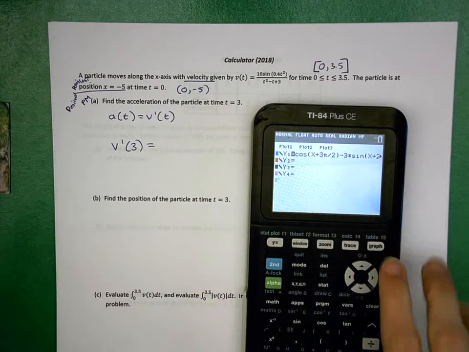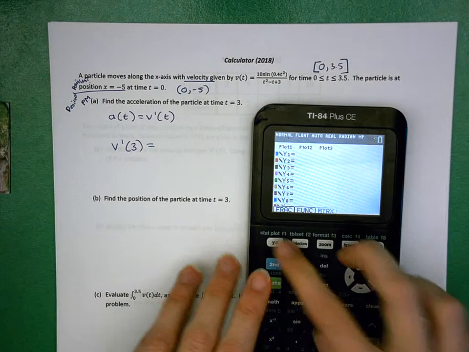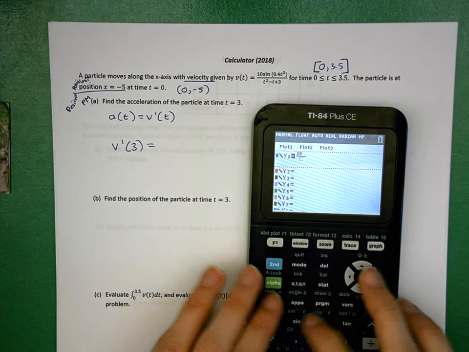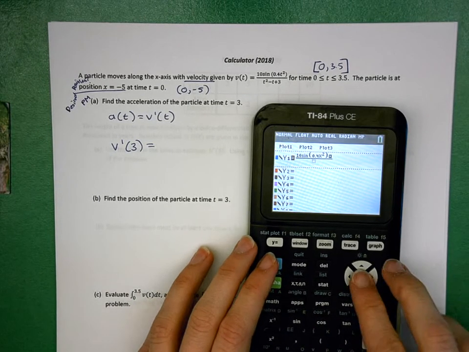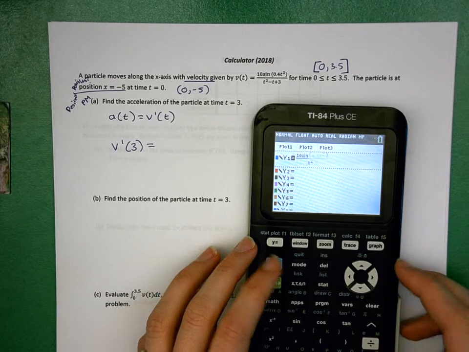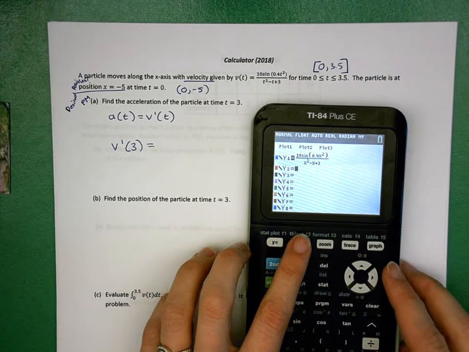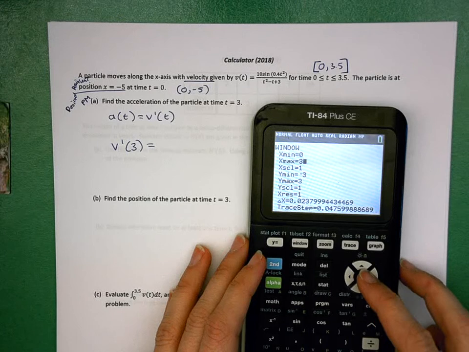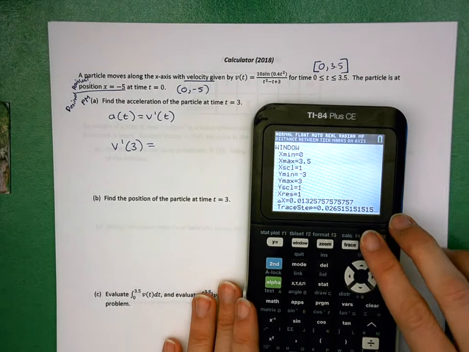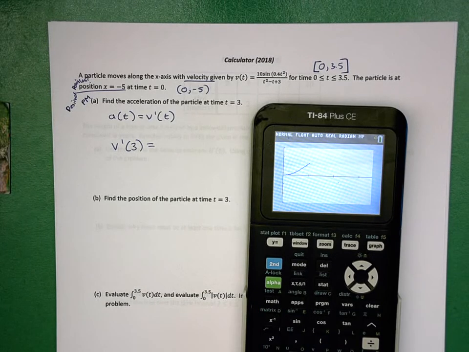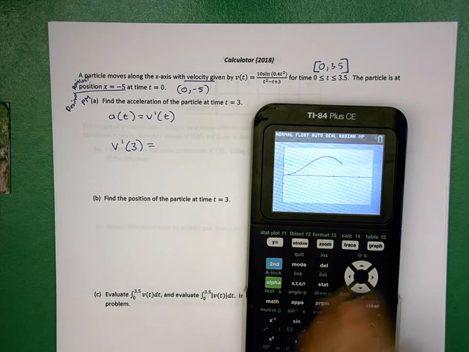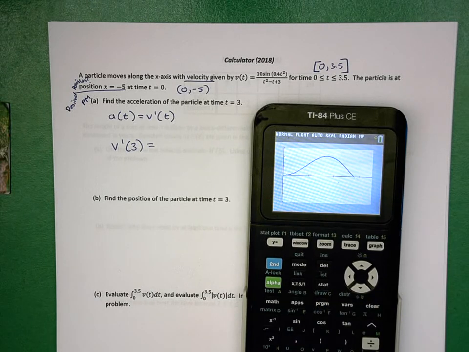You could go to your calculator, plug that in, 10 sine of 0.4 t squared over t squared minus t plus 3. And I'm going to go ahead and change my window from 0 to 3.5 just to make sure that I don't get distracted by outside values there. And then you can have your calculator calculate the derivative at t equals 3 if you want. Or if you don't do it in your graph screen, if you do it in your home screen, that's fine too. However it is that you typically find a derivative in your calculator.